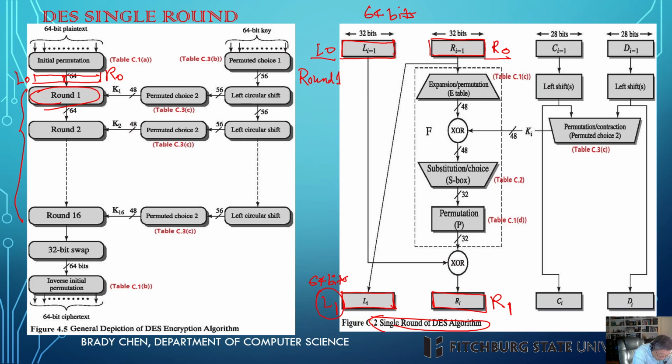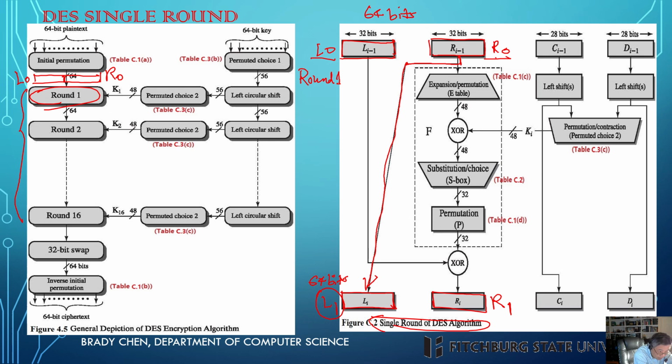Okay, so the L1 is pretty straightforward. If you look at this path, the R0 will eventually be passed as L1. So as an output, the L1 is actually the R0. Now the difficult part is the right side, the R1. To create the R1, we're going to go through a couple of functions.